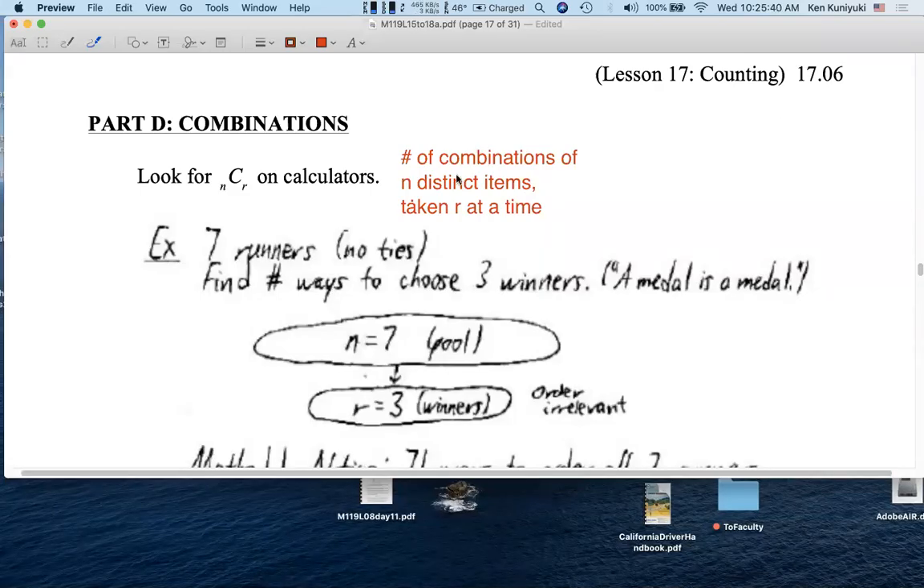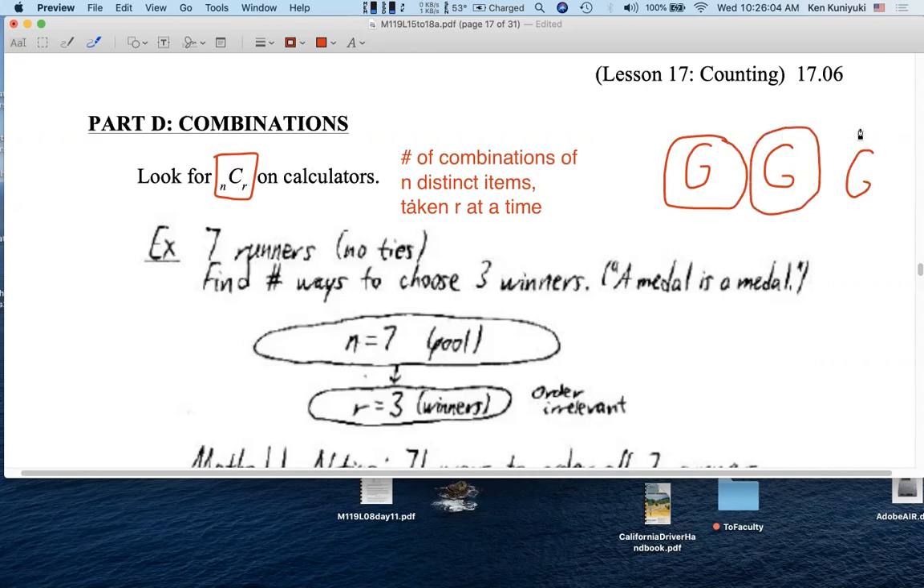Hi, everyone. Next to the NPR button, you should see the NCR button, which is combinations. For example, let's say we have 7 runners in an Olympic race, no ties. And let's say that there are 3 gold medals for the 3 winners. And the runners don't care which of these 3 medals they get, they just want a gold medal. A medal is a medal.